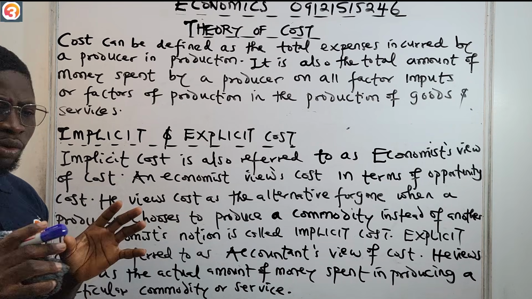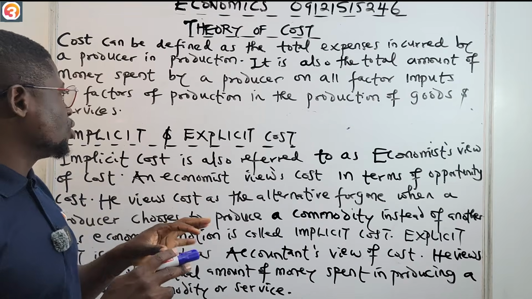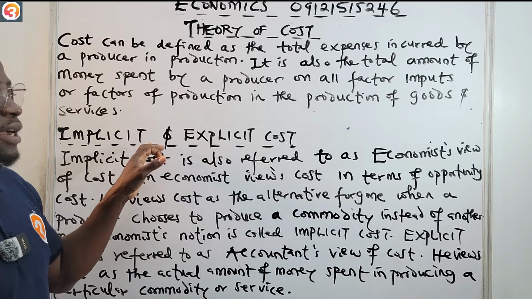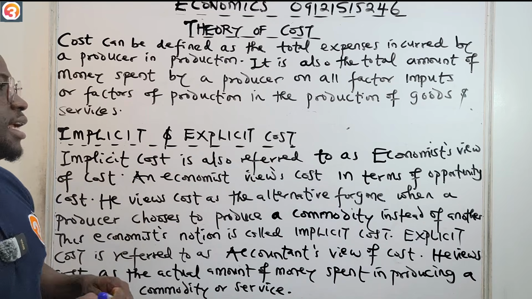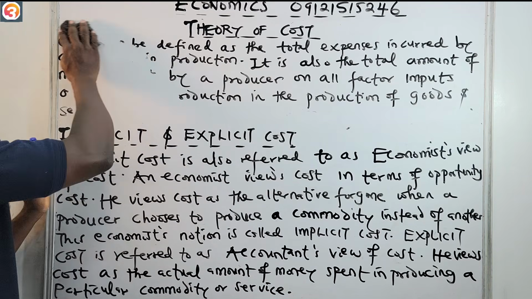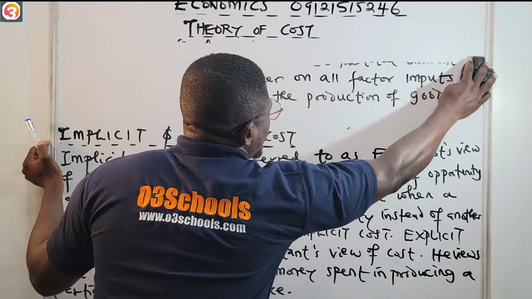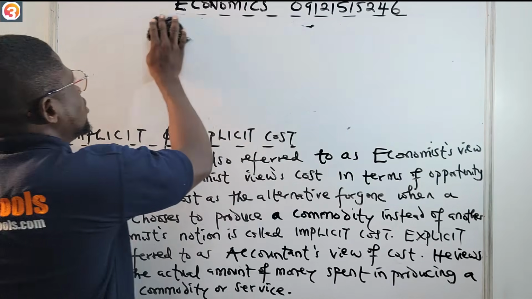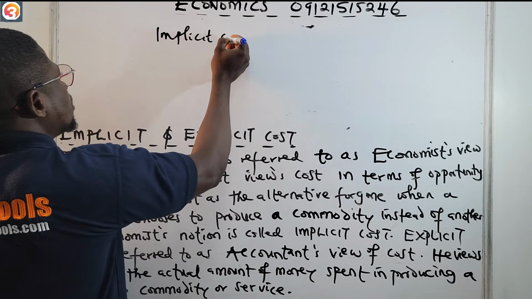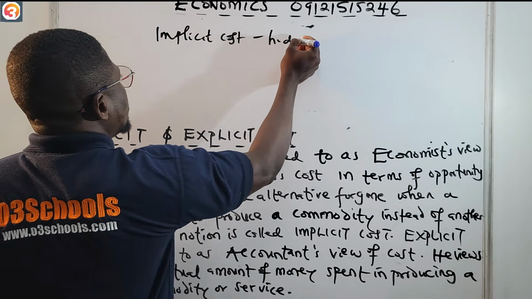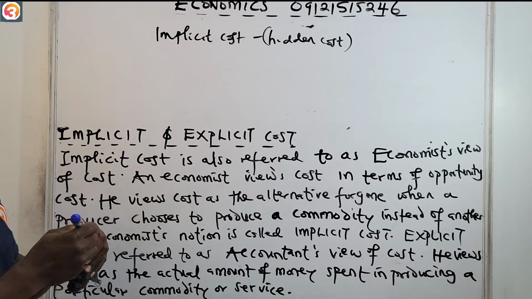Now, we need to have a clear distinction between what we call implicit cost and explicit cost. Implicit and explicit cost. So let us do a very clear distinction. First of all, implicit cost is also called hidden cost.